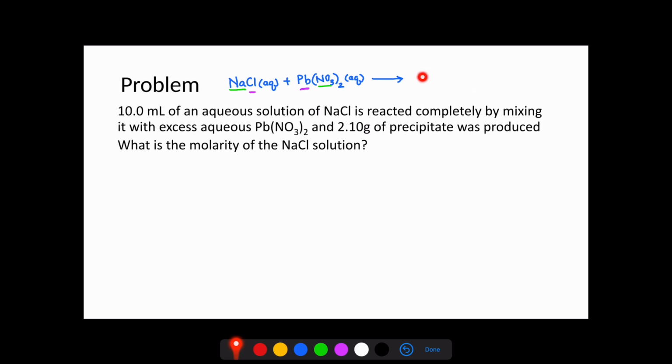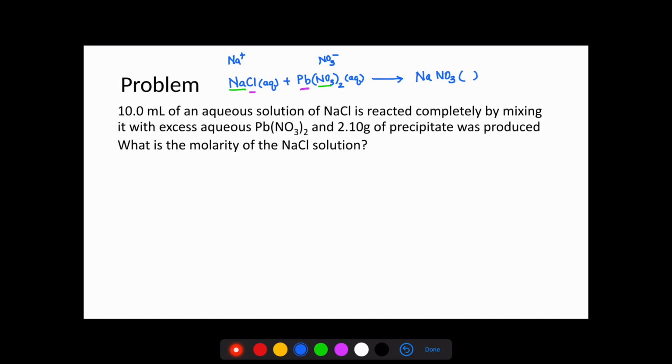So one of the products here is going to be sodium nitrate. Think about what its formula is going to be. Sodium ion is Na+. Nitrate is NO3 negative. So one positive, one negative. So to make a neutral compound, we just need one of each. So sodium nitrate's formula will be NaNO3.